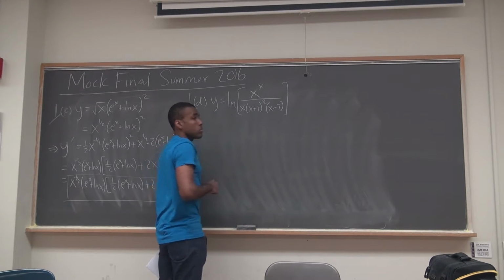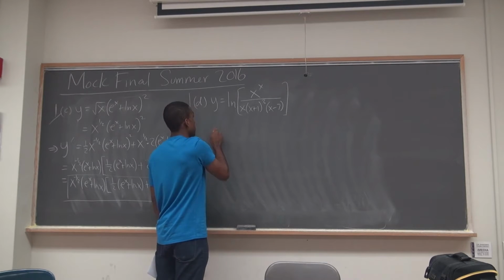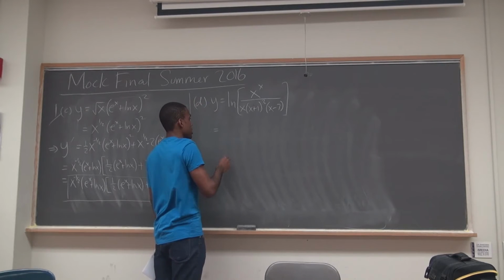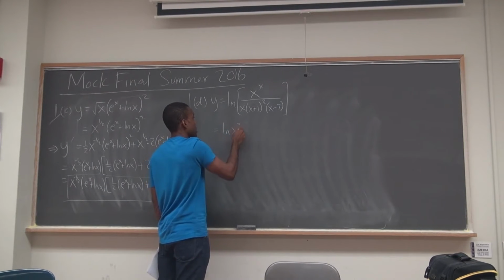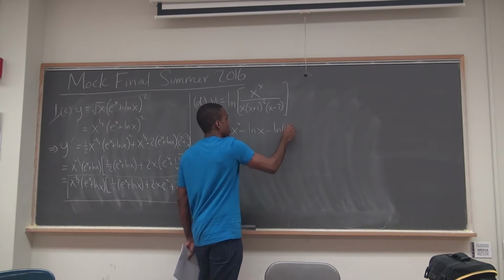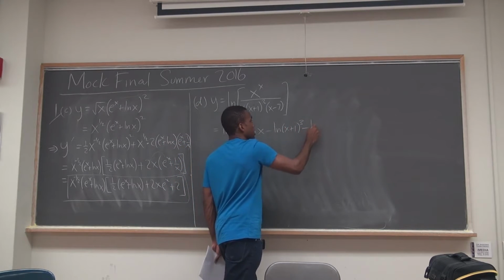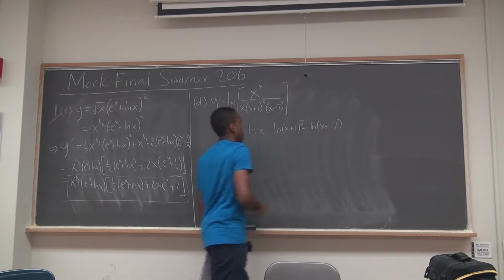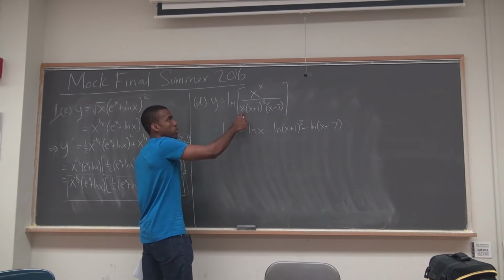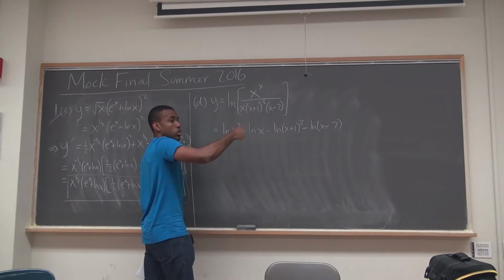So would you first break this up into an ln of something minus another ln? Yep, I break this up. Once you have that ln in the front, it's much easier to do that. So this is ln of x to the x minus ln of x minus ln of x plus 1 minus ln of x minus 7. So you had an ln of a whole bottom. Yeah, but even the whole bottom, it's a product, so you can multiply that up.